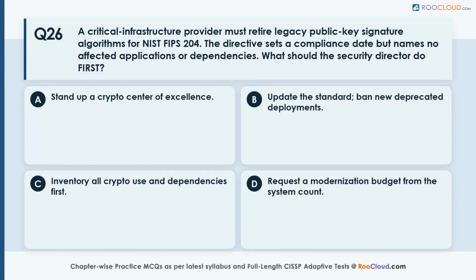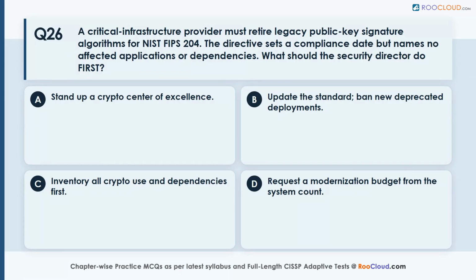Option A stands up a crypto center of excellence. That builds a governance body before anyone knows the scope. Option B updates the standard and bans new deprecated algorithms. That stops new bleeding but ignores everything already deployed. Option D requests a budget based on a system count you have not produced.